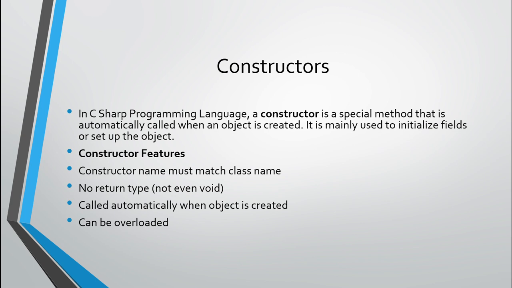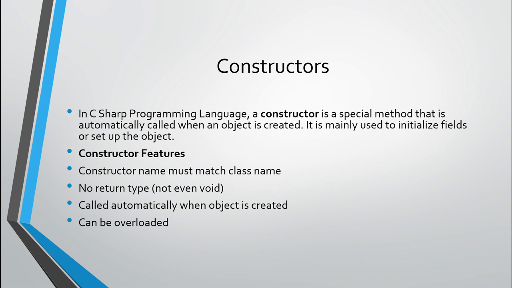Okay, I will explain a bit more in Visual Studio, in the coding practice, how you create the constructor. So for a definition, constructor is a special method that is automatically called when an object of the class is created. When a class object is created, then it will be automatically called.